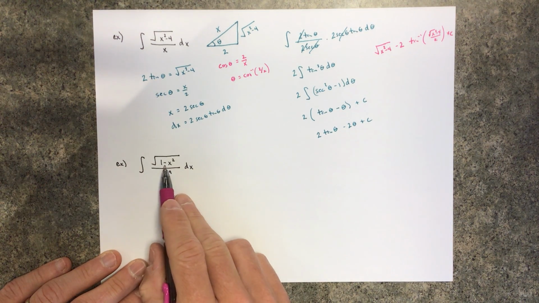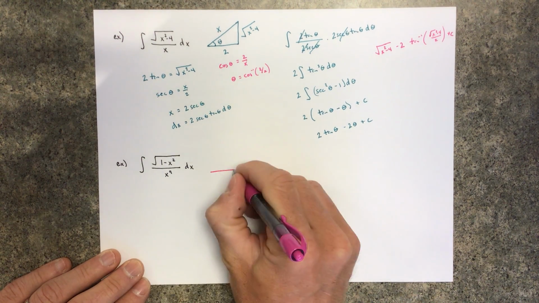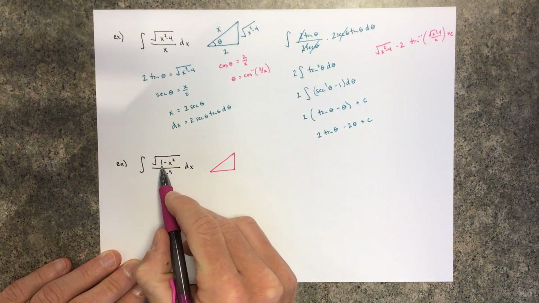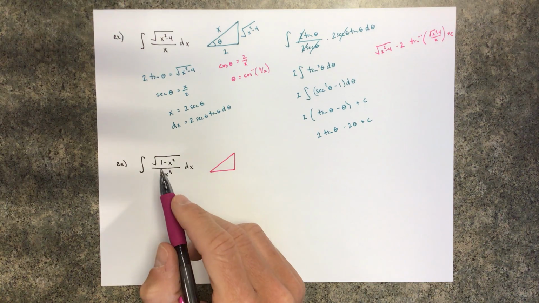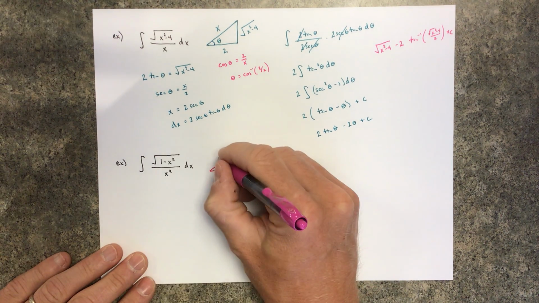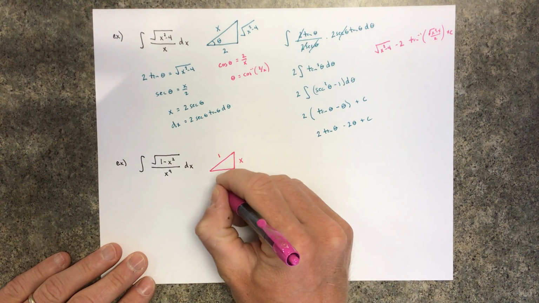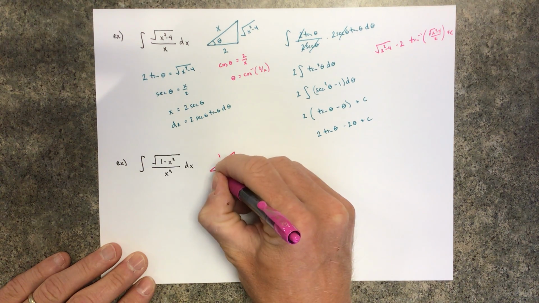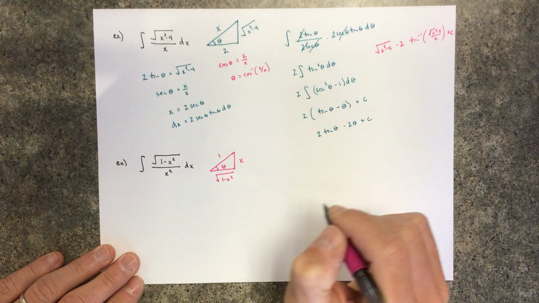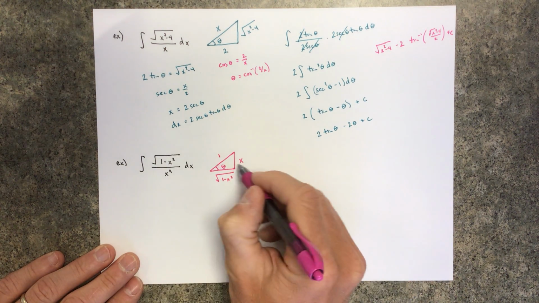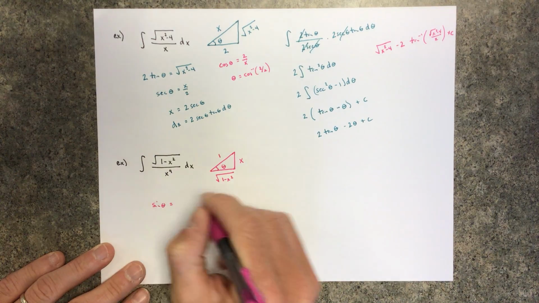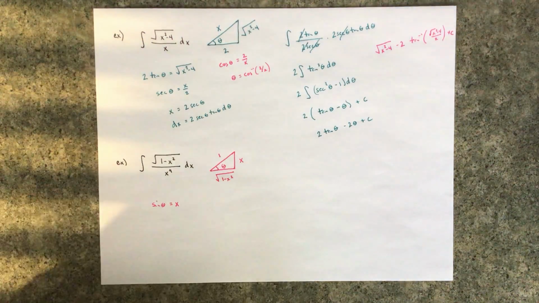Okay, so this is 1 minus x squared. All right, so that looks like the 1 then is the hypotenuse, right? 1 is the hypotenuse. Let's make that x. So then this is going to be 1 minus x squared. That's our theta. Okay, so then I want to relate these two, which is sine. So sine of theta is x over 1. So sine of theta is equal to x.